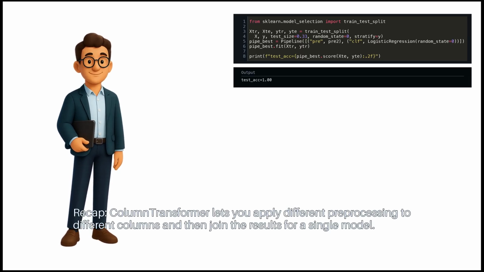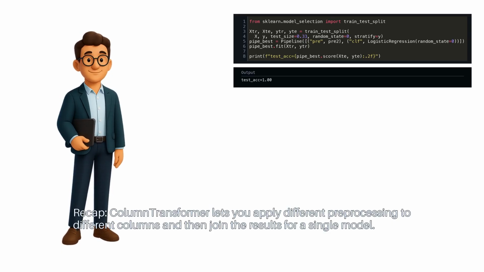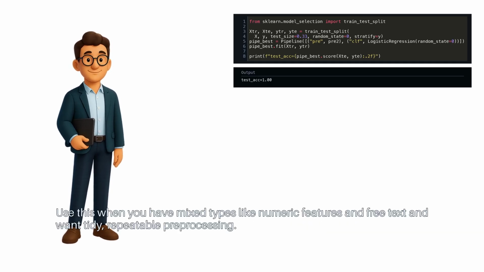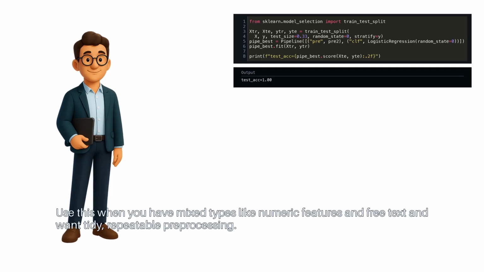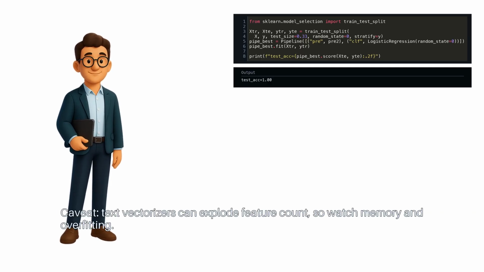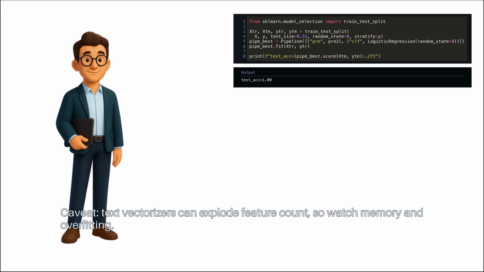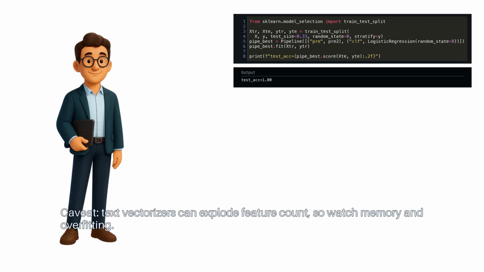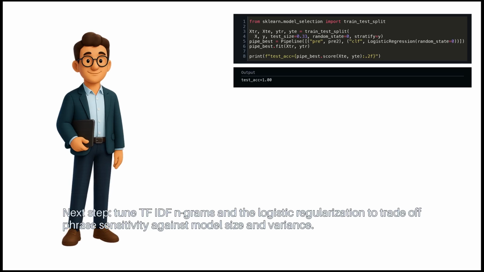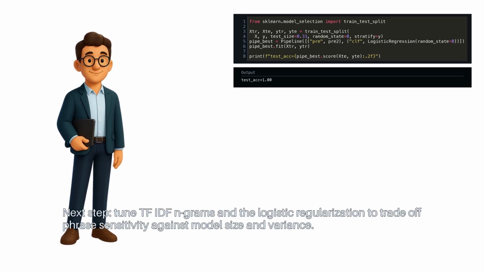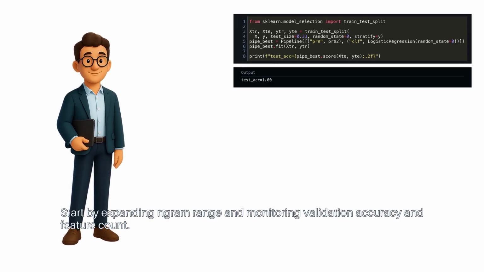Recap. ColumnTransformer lets you apply different preprocessing to different columns and then join the results for a single model. Use this when you have mixed types like numeric features and free text and want tidy, repeatable preprocessing. Caveat: text vectorizers can explode feature count, so watch memory and overfitting. Next step: tune TF IDF n-grams and the logistic regularization to trade off phrase sensitivity against model size and variance. Start by expanding n-gram range and monitoring validation accuracy and feature count.